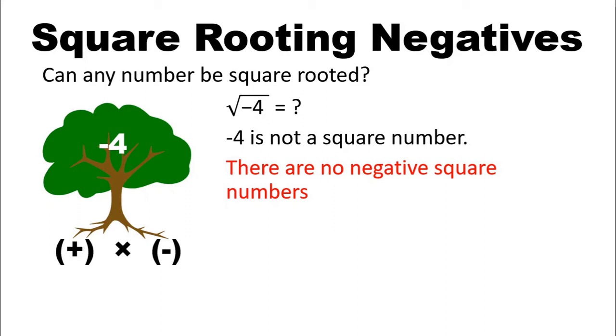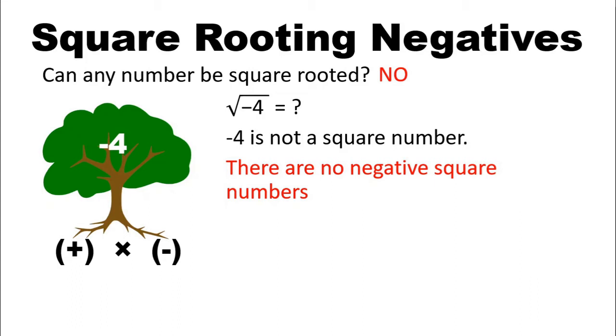If both of those values were positive, the result would be a positive square number. If both of those numbers were negative, the result would be a positive number. If the signs are different, we are not multiplying a number by itself. So we can't square root negative numbers.